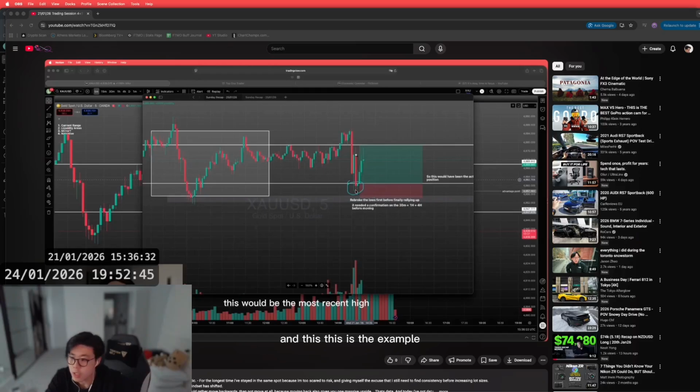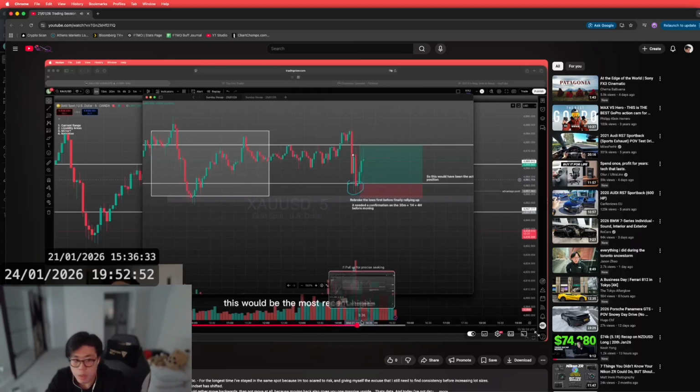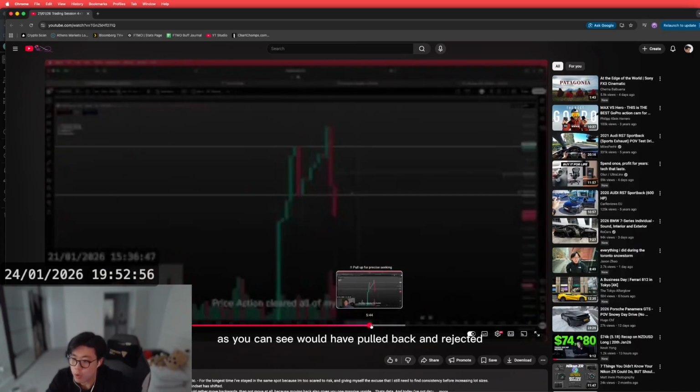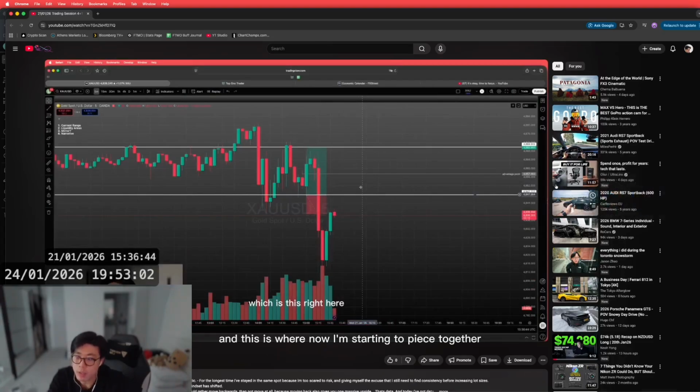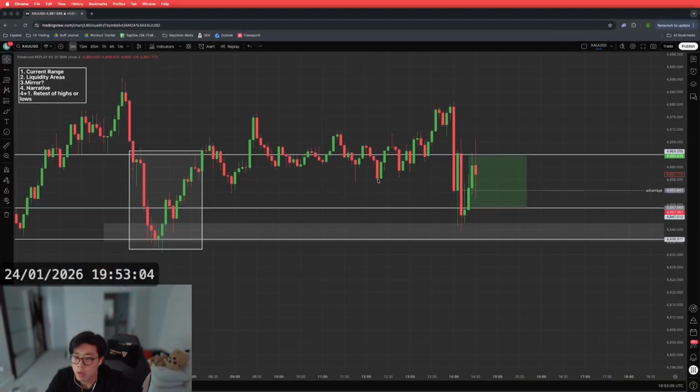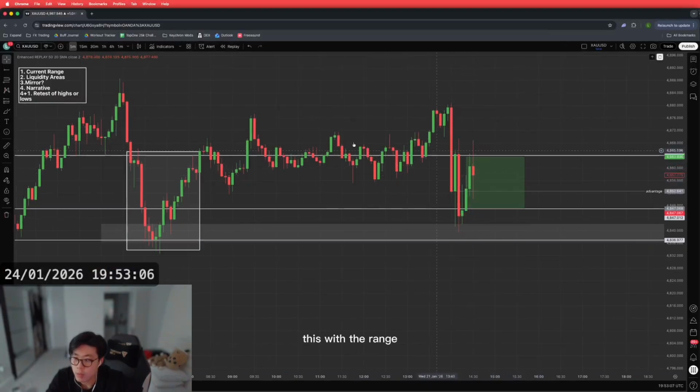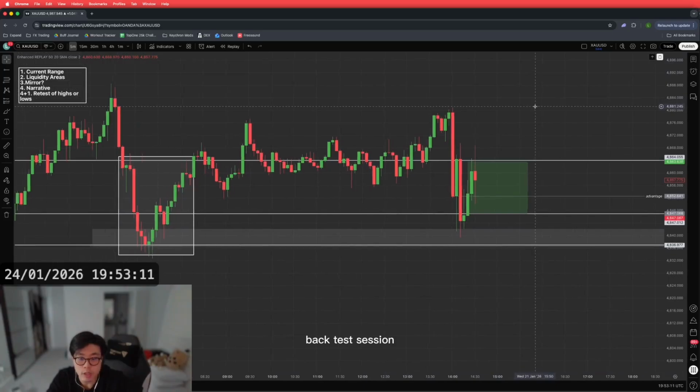And this is the example. See, I've posted it 21st of January 26. This is the trade position. Price action, as you can see, would have pulled back and rejected my full TP. And this is where now I'm starting to piece together this with the range. That's a really solid first breakdown of a backtest session.